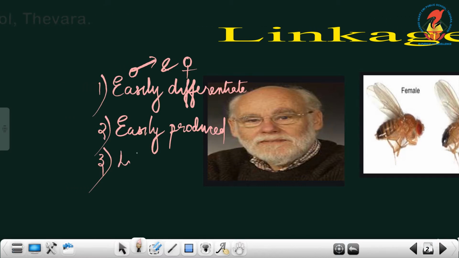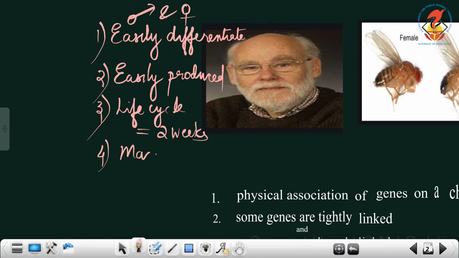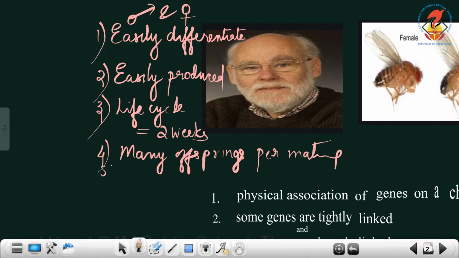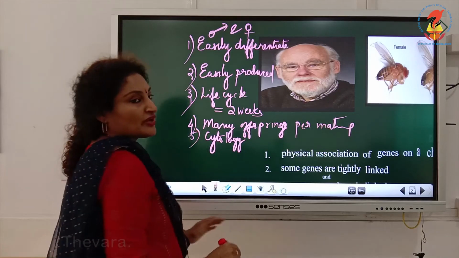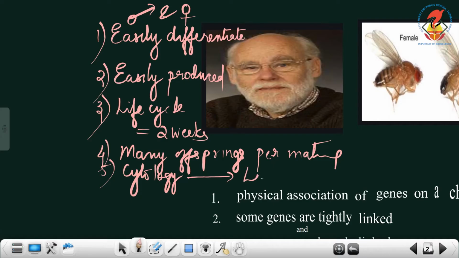Then their life cycle is very short, just 2 weeks. The fourth advantage is that in one mating they produce many offspring. And the last advantage is that even under the low power of the microscope, they can be easily studied. The cytology can be studied, or the hereditary variations can be studied. They have only 4 chromosomes, and that can be observed under the low power of the microscope.